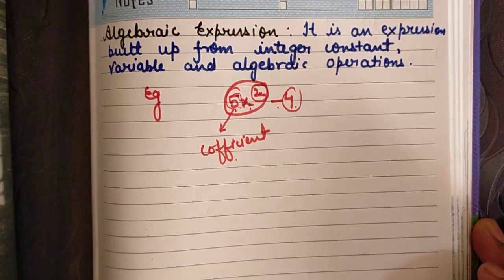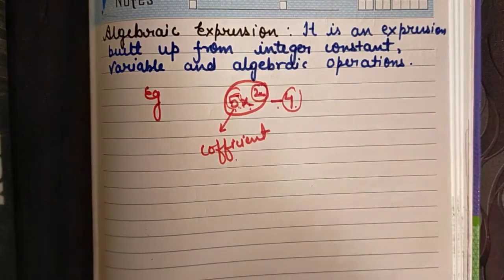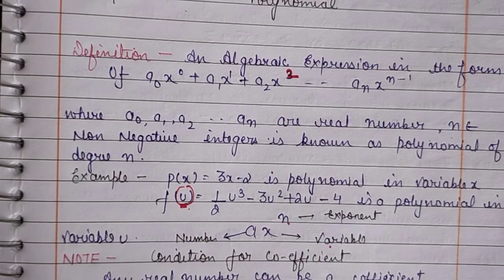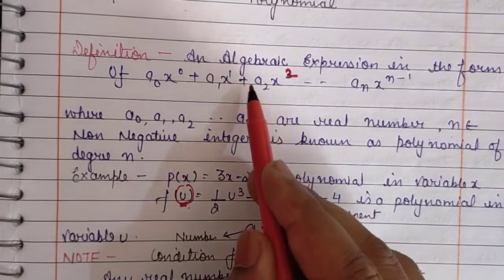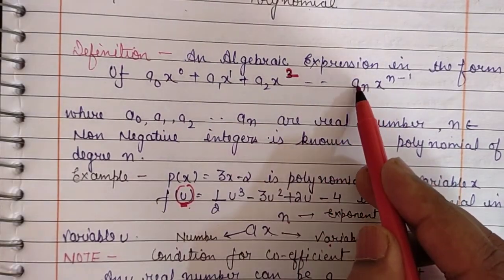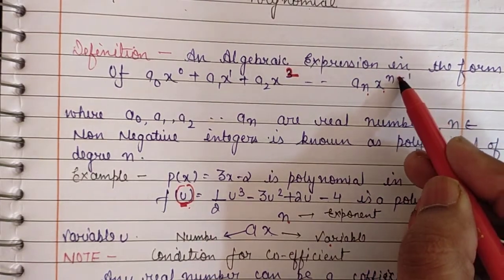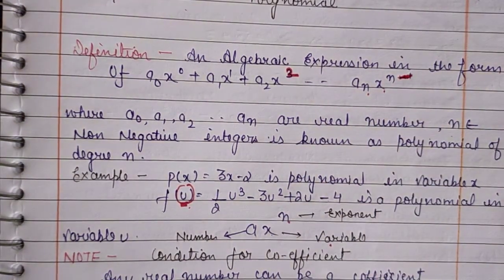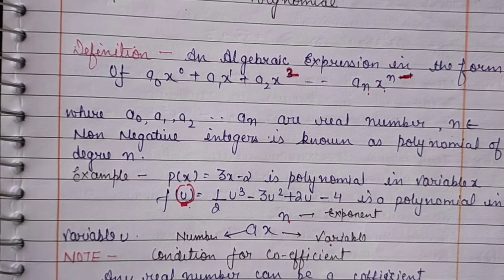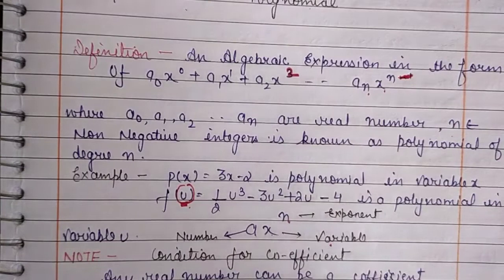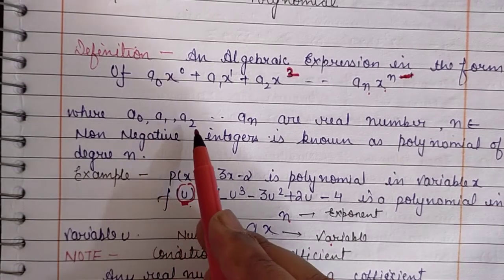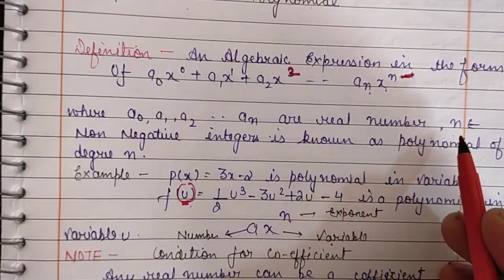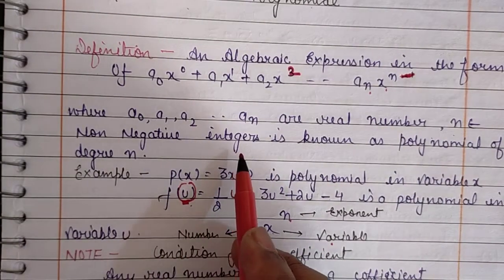Now, the next thing we are going to learn is what a polynomial is. How do we define a polynomial? An algebraic expression in the form a0 x raised to the power 0 plus a1 x raised to the power 1 plus a2 x raised to the power 2 and so on up to an x raised to the power n is a polynomial in one variable. Why do we consider it one variable? Because we are using only one variable. Here a0, a1, a2, up to an are all real values, and n belongs to the non-negative integers; it is known as a polynomial of degree n.